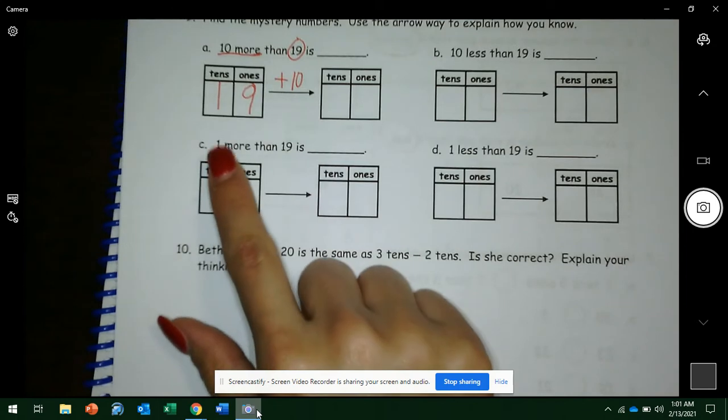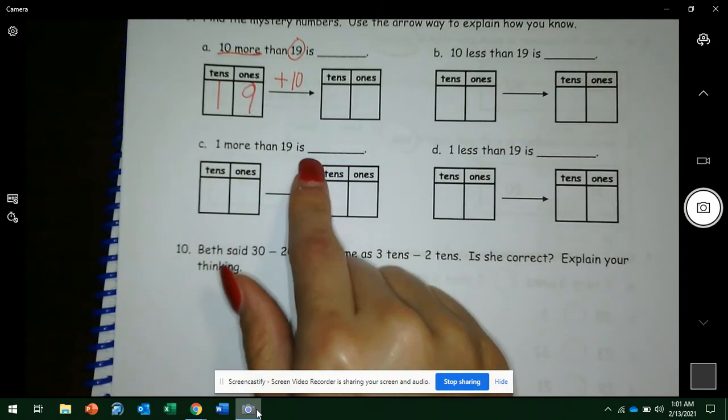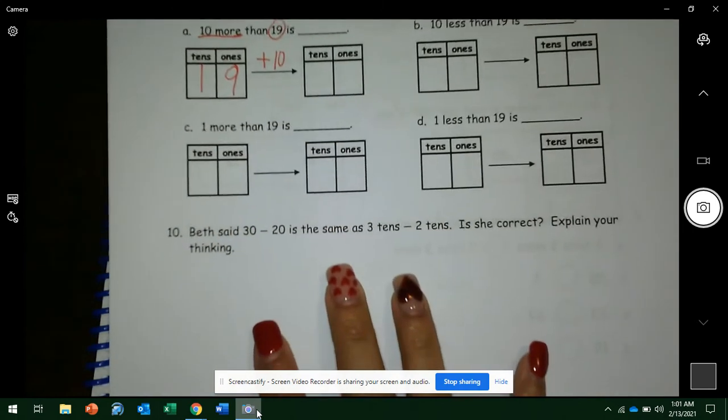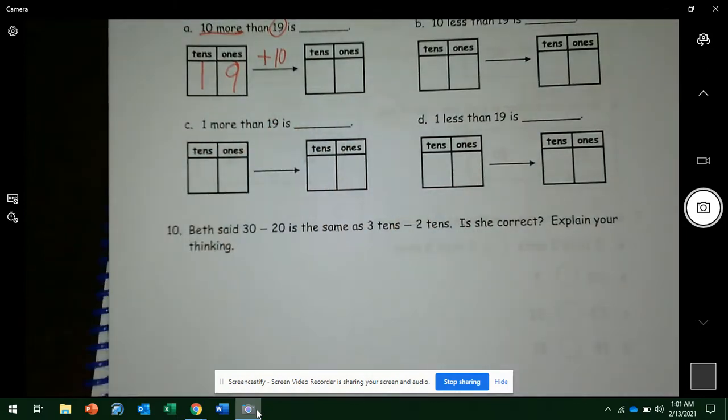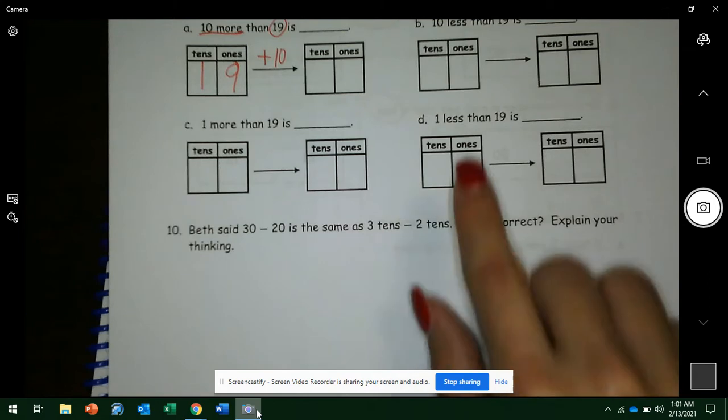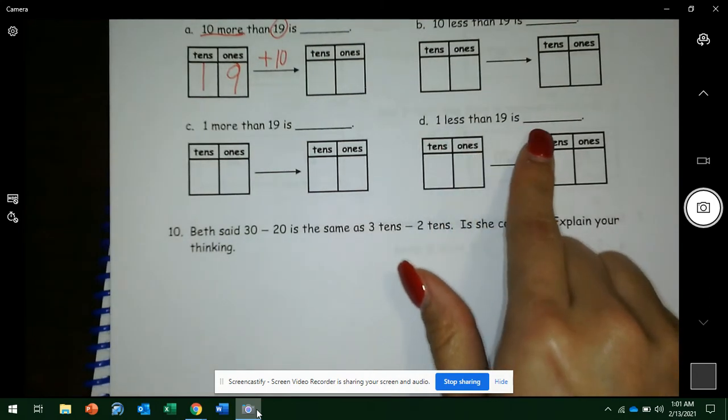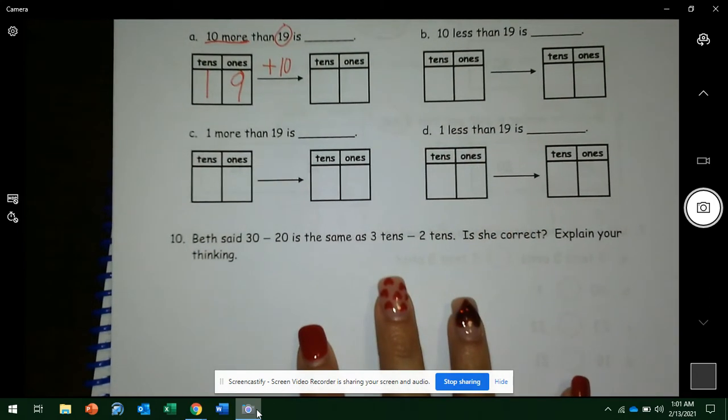For C, 1 more than 19 is. Make sure you fill in all your parts. D, 1 less than 19 is. Go ahead and fill in all your parts.